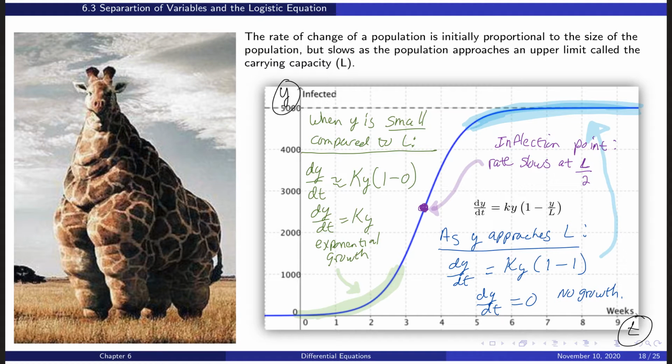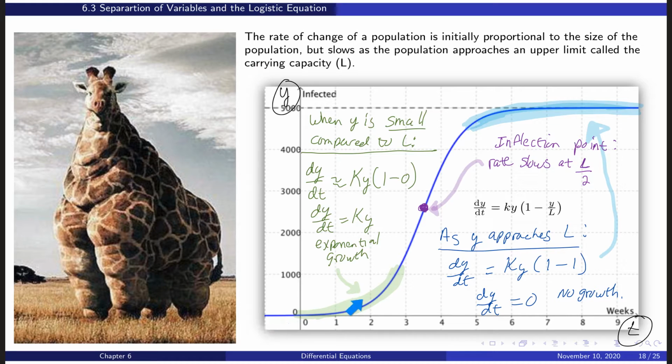Day 56 notes, the topic is logistic equations. So the giraffe on steroids over here is a representation of carrying capacity. The giraffe can only put on so much weight before its skeletal structure can't support that weight. And environmental systems are like that as well. The upper limit of some sort of a system is called the carrying capacity.